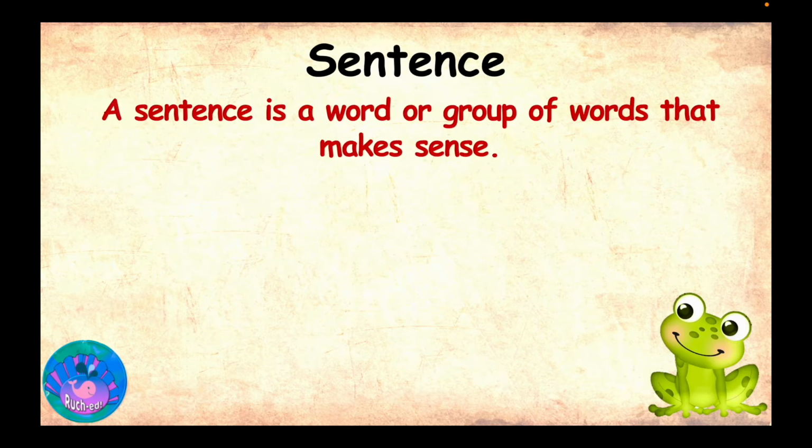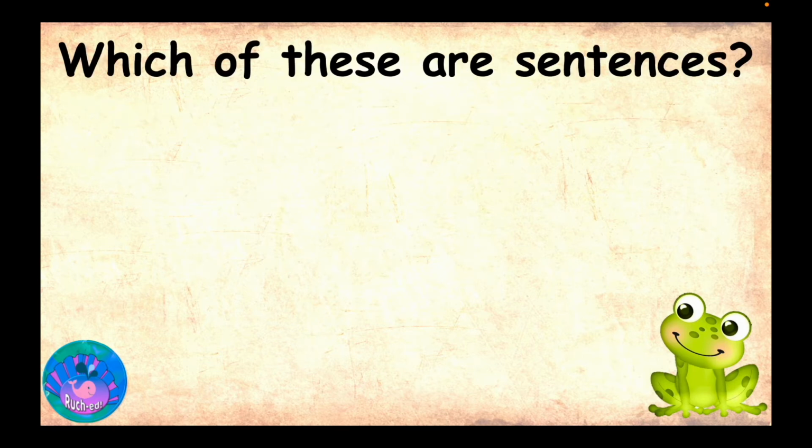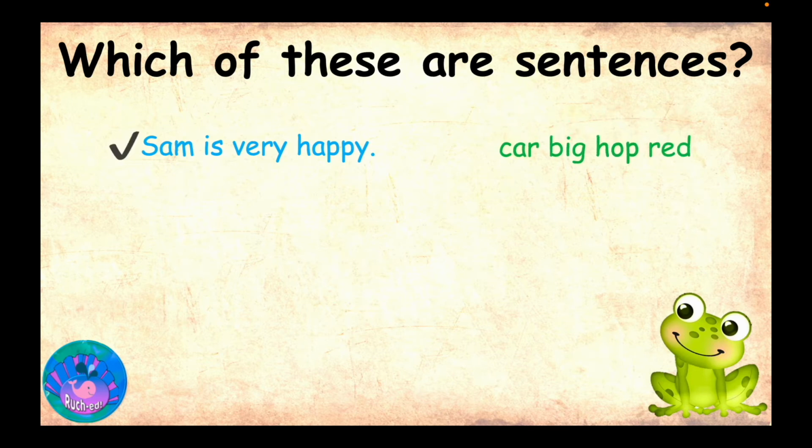Similarly, a sentence is a word or group of words that makes sense. And tell me, which of these are sentences? So, if a group of words makes sense, then only it would be a sentence. That's right. Sam is very happy. Makes sense. So it's a sentence. Car, big, hop, red. Now what does that mean? No, it makes no sense.